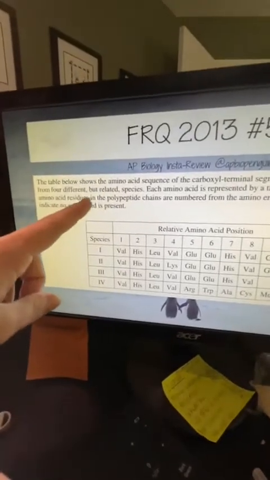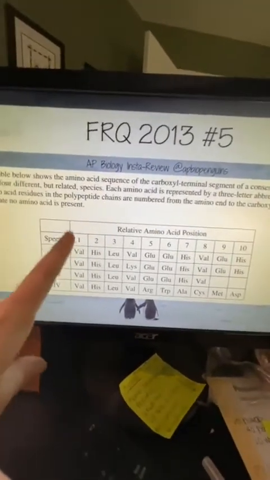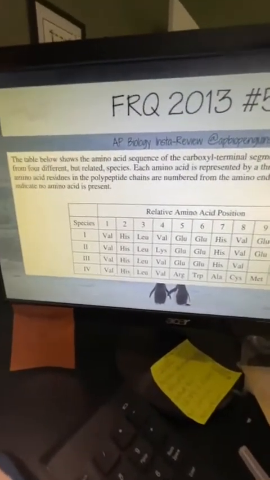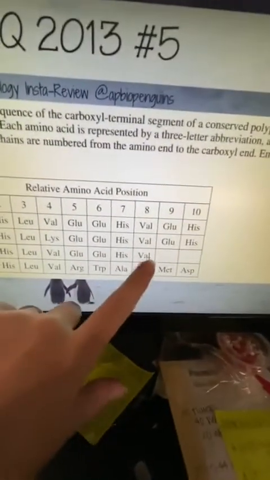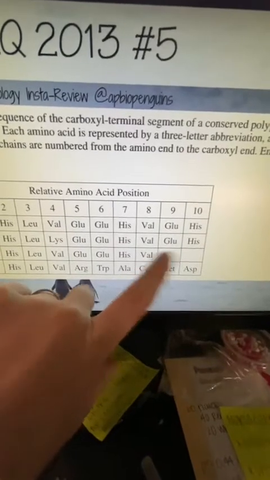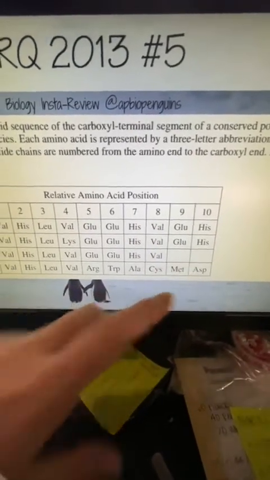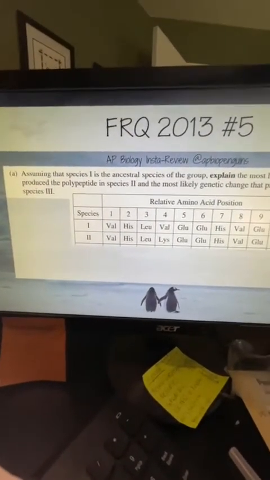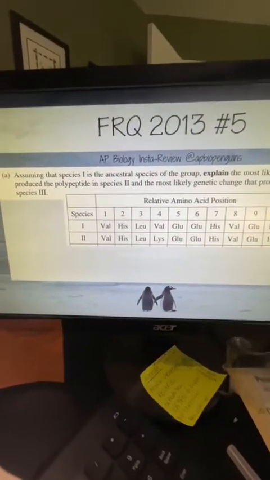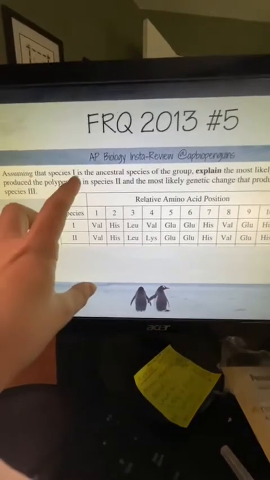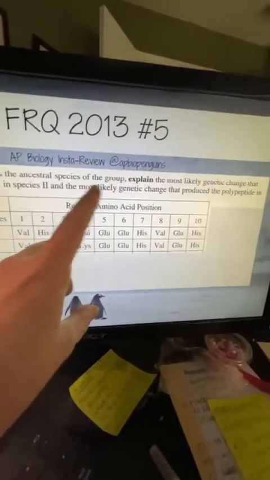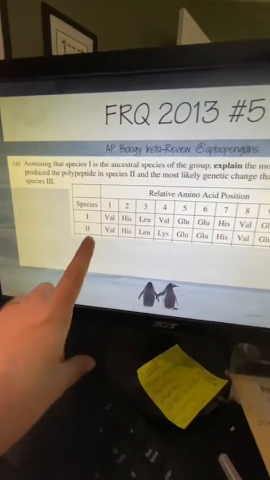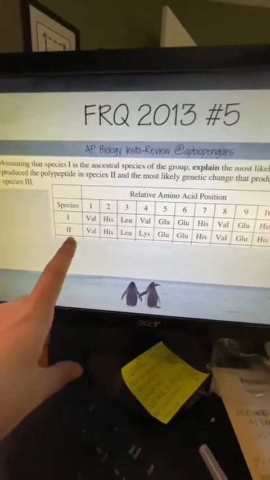The amino acid residues in a polypeptide chain are numbered from the amino end to the carboxyl end. Empty cells indicate that there's no amino acid present. Oh, so right here is no amino acid. So you can draw yourself a little note and say, oh, no amino acid, or you could just say, okay, well, it's blank. Okay, so what do we do from this? So A, absolute recap. A says, assuming that species 1 is the ancestral species of the group, explain the most likely genetic change that produced the polypeptide in species 2 and the most likely genetic change that produced it in species 3.